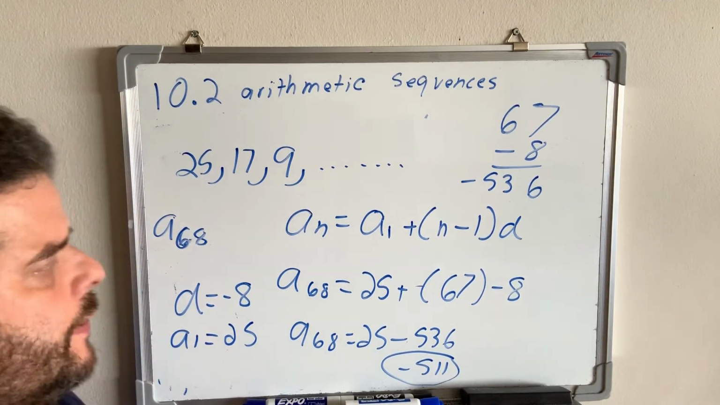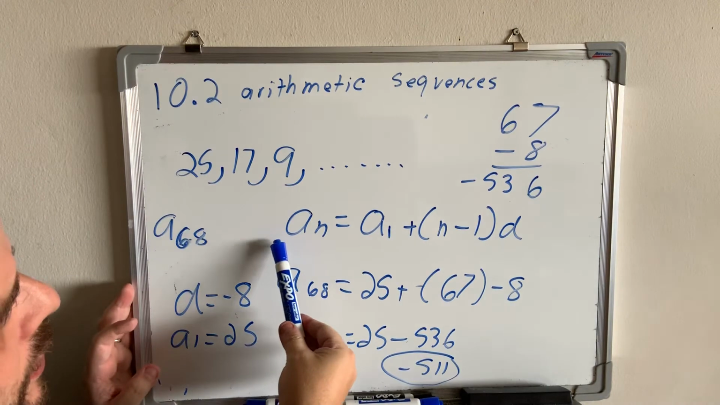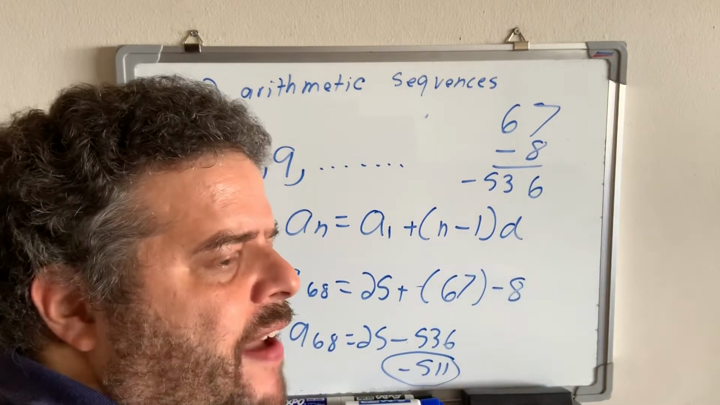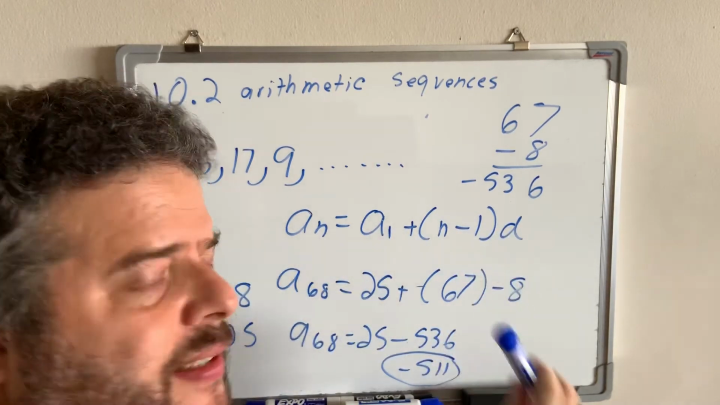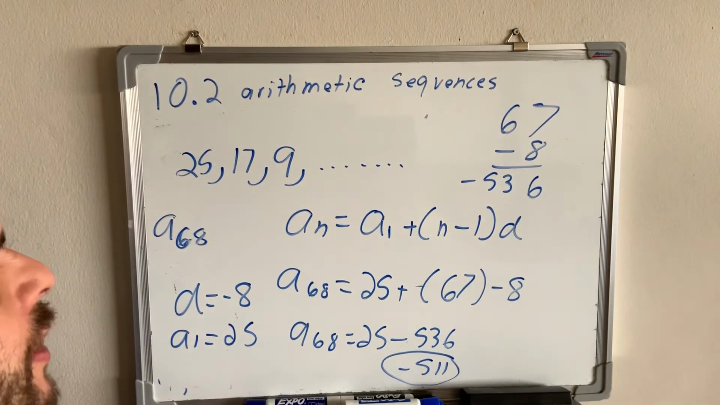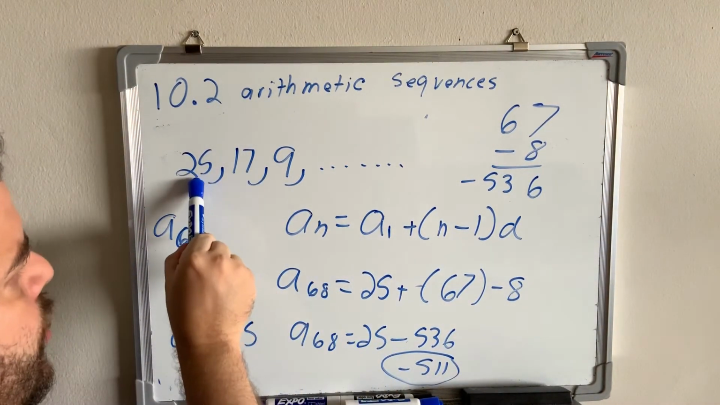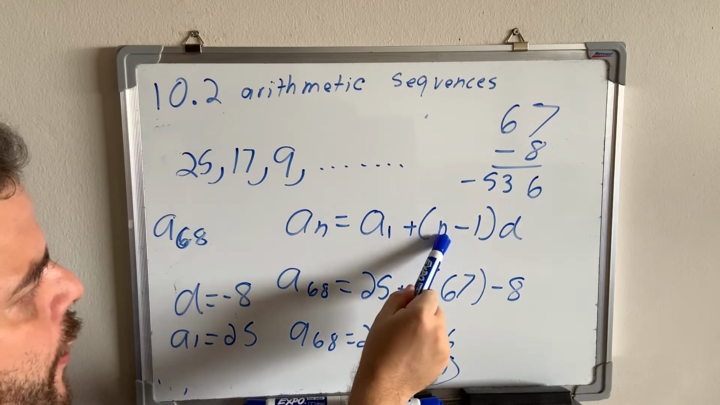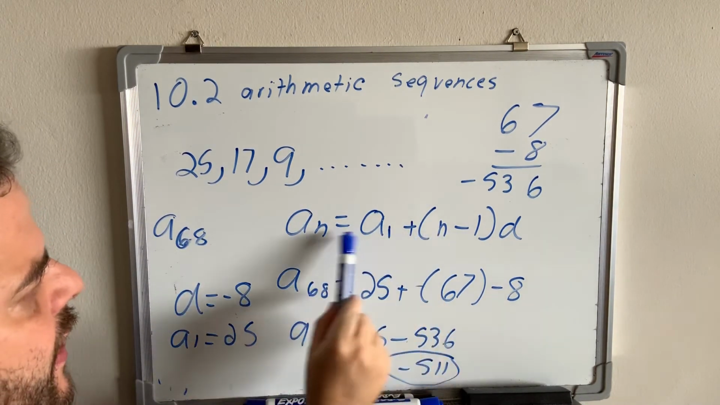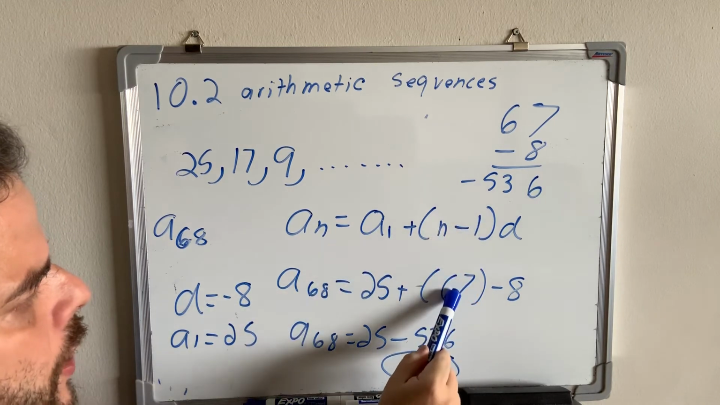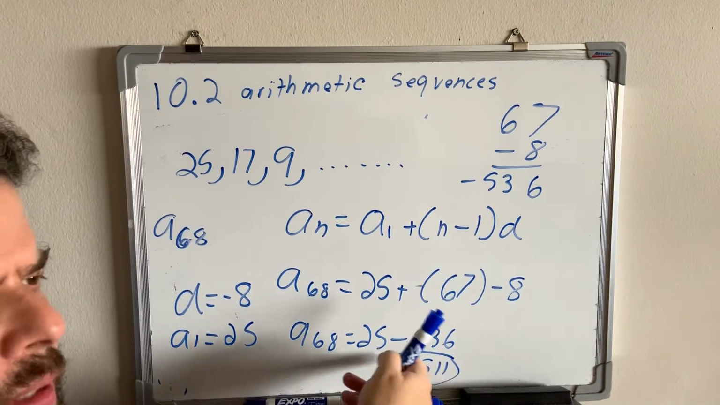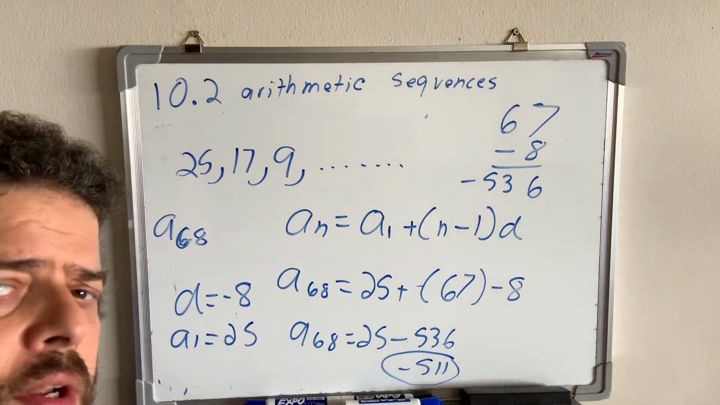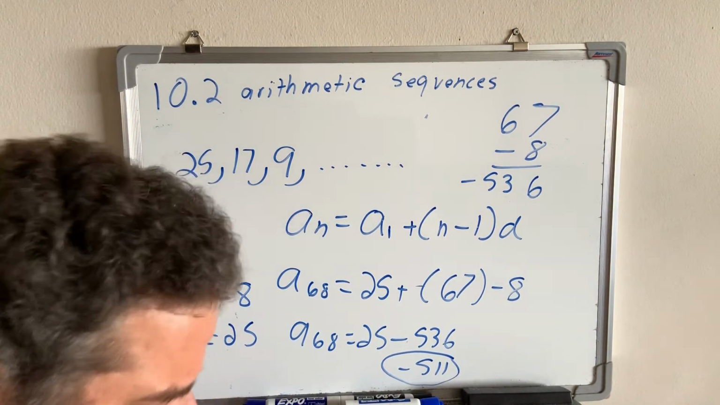Again, to repeat, this is the original nth term formula: the first term plus n minus 1 times d. Then all you have to do is plug in the values. I know my first term because they're giving me the first term. They're asking me for the 68th term, minus 1, and you plug in the d, which is the common difference, negative 8. PEMDAS, and you're done. That's all you have to do. And that is today's class.